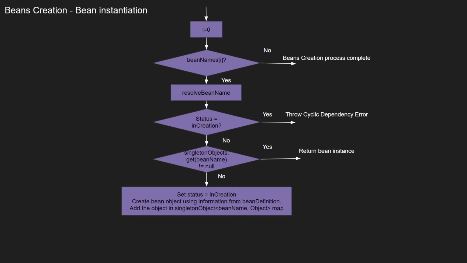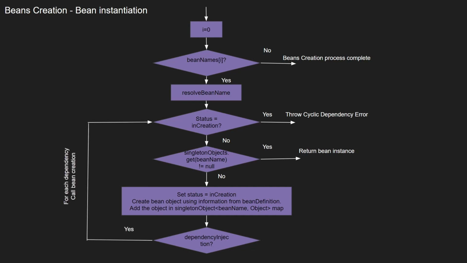So once the bean is created or the object is created, this object is added in the singleton object map, and after adding this object in the singleton object map, it checks if there is any dependency injection added to this. If there are any dependency injections, for each of those dependency injection, the call for bean creation is called again. Once all the dependencies are created, in a sense dependency injection is done, the init methods or the initialization methods are called, and once the initialization methods are called, the status of the bean is set to be created and it returns the bean instance.